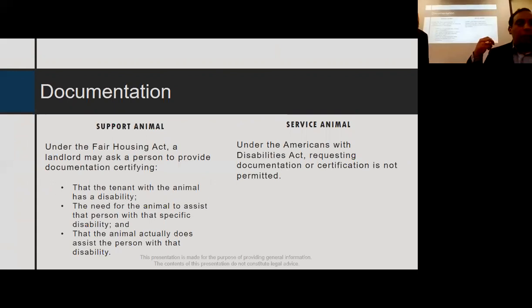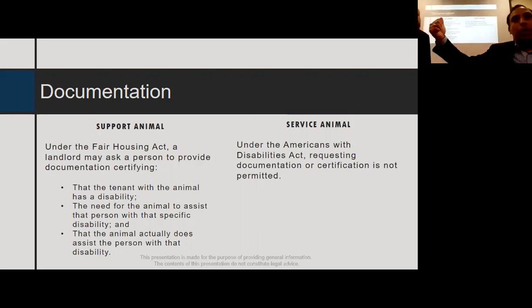There are certain things that for a support animal under the FHA it is okay to ask for documentation for. So under the FHA for a support animal, you can ask that the tenant with the animal has a disability. You can't inquire as to the severity of the disability or anything like that. Just, is there a disability? Yes or no. That's as far as you can go. And then the need for the animal to assist that person with a specific disability. So you just get to ask, okay, what is the need for this animal? And that's it. And you take them for what they said. You can ask that there be some documentation provided for all of these three things, including the third one, which is that the pet assists the person with that disability.